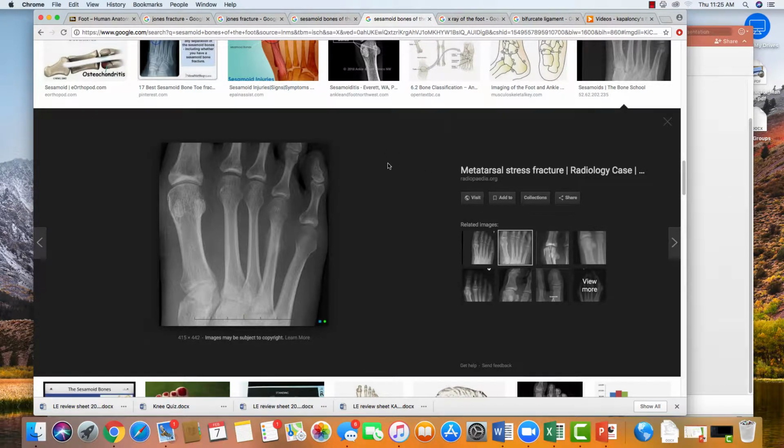You can get a sesamoiditis. Remember, anything that ends with the suffix itis means inflammation of. So these can get inflamed, which you can imagine would be a really painful thing to get, because then every time you're stepping down on the foot, you're pushing on the painful area. So really difficult if somebody gets an inflammation of those.